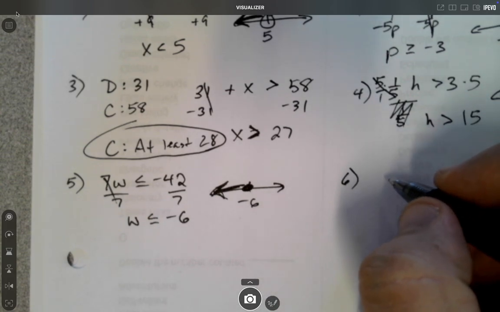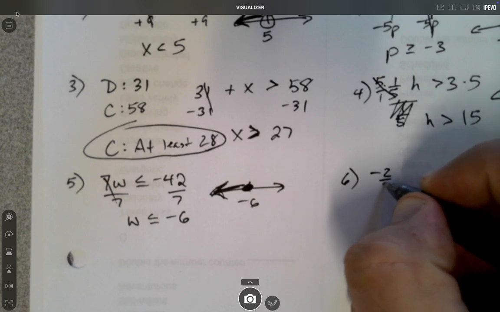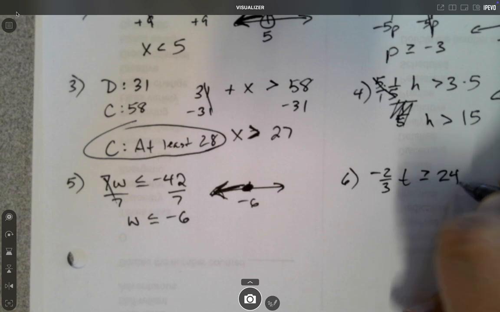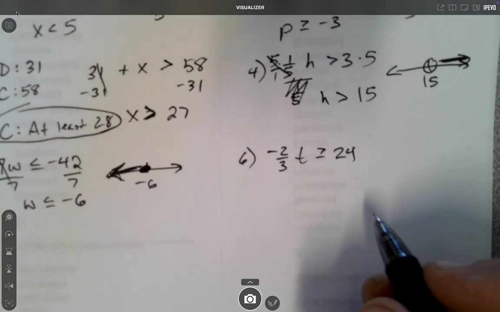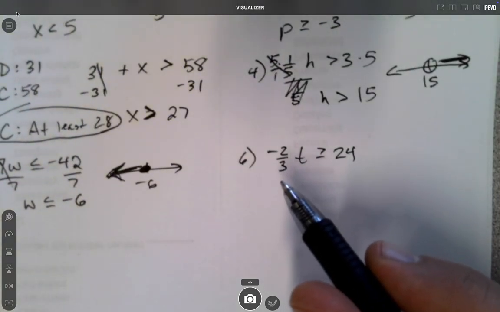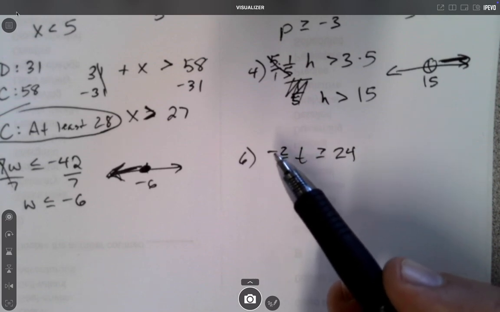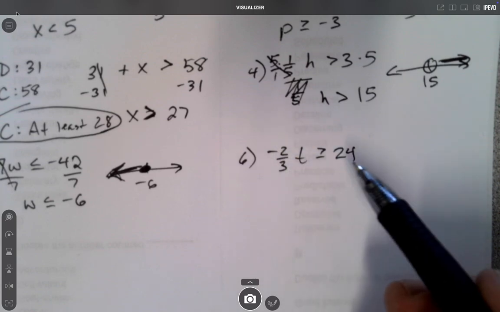6. Negative 2/3 t is greater than or equal to 24. You can do this in one step by multiplying both sides by -3/2. Again, dividing by a fraction is the same as multiplying by its reciprocal, so if you multiply both sides by -3/2, that will work.